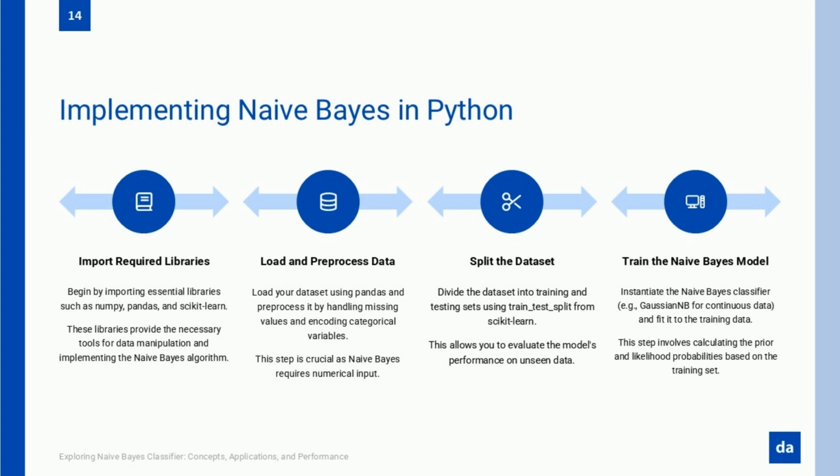Finally, the trained model is used to make predictions and evaluate performance. The predict function generates classifications for new data points, and evaluation metrics such as accuracy, precision, recall, and F1 score help determine how well the model is performing. The confusion matrix provides insights into false positives and false negatives, highlighting areas where the classifier excels or struggles. And just like that, naive Bayes is implemented.